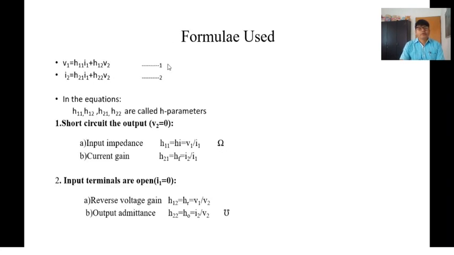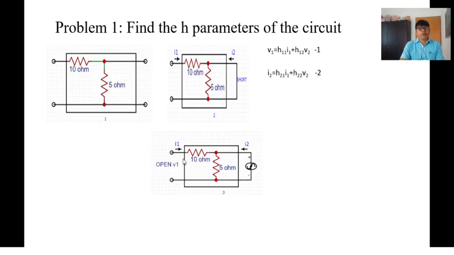So these are the formulas used to calculate the H parameters. All of you know H11, H12, H21 and H22 are the H parameters. In order to calculate H11 and H21, the output must be shorted, hence V2 is equal to 0, and in order to calculate H12 and H22, the input terminals are open, meaning I1 is equal to 0.